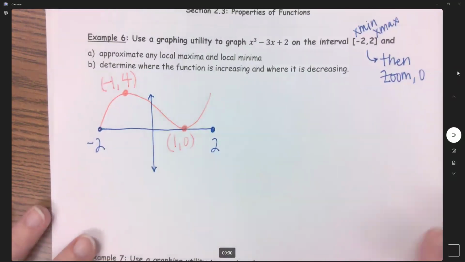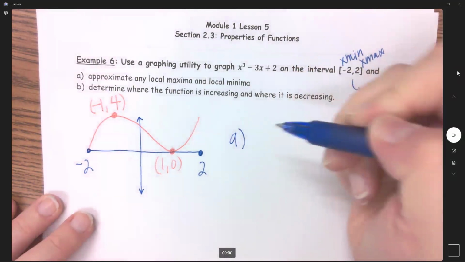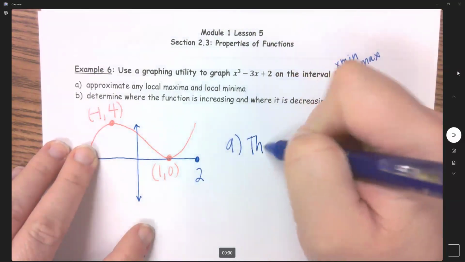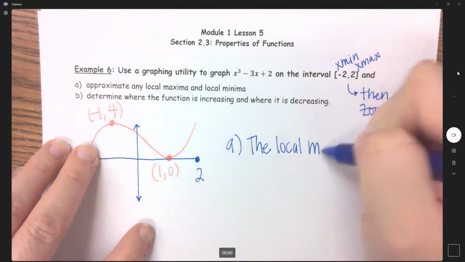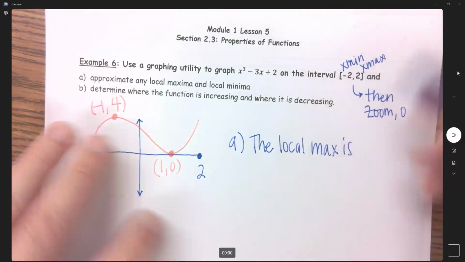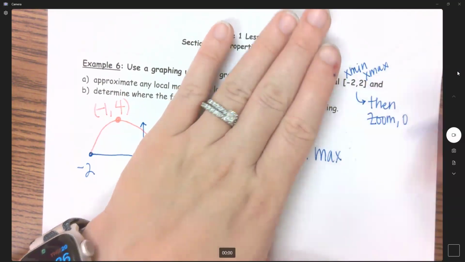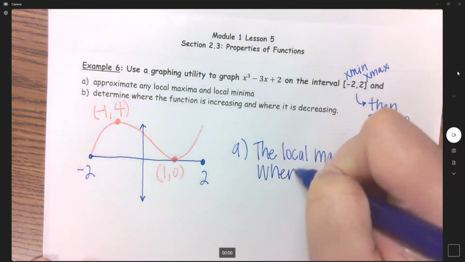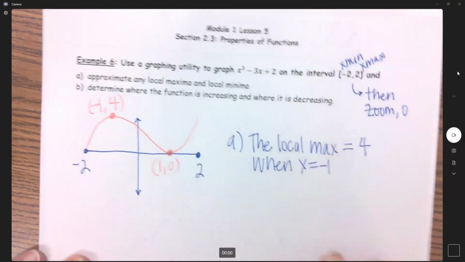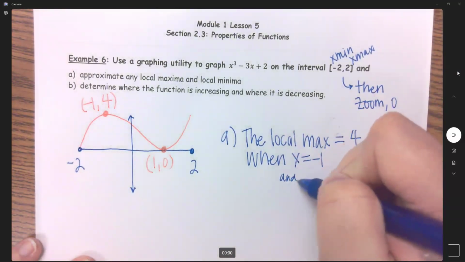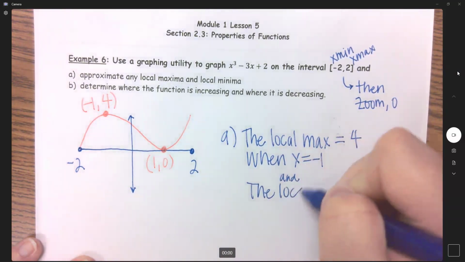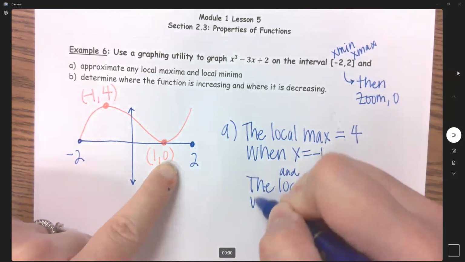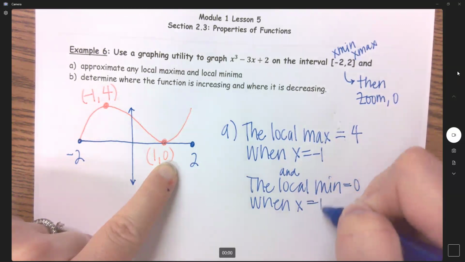Okay, so I have my points. And now we can answer both A and B. A wants to know approximate any local min and max. So the local max equals 4 when x equals negative 1. And the local min is 0 when x equals 1.